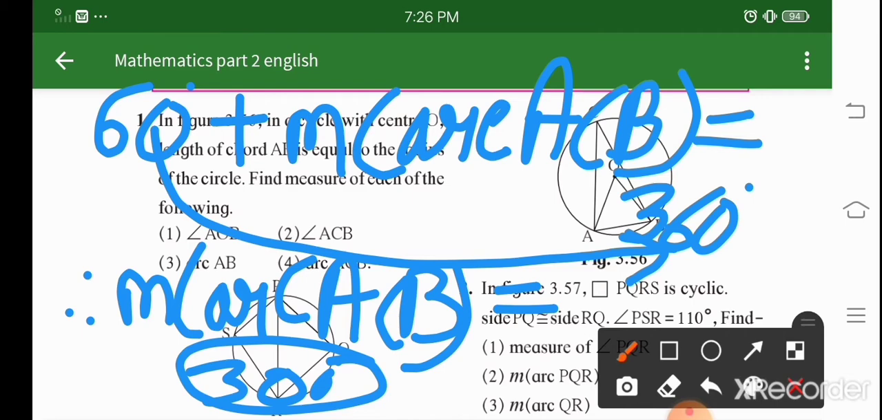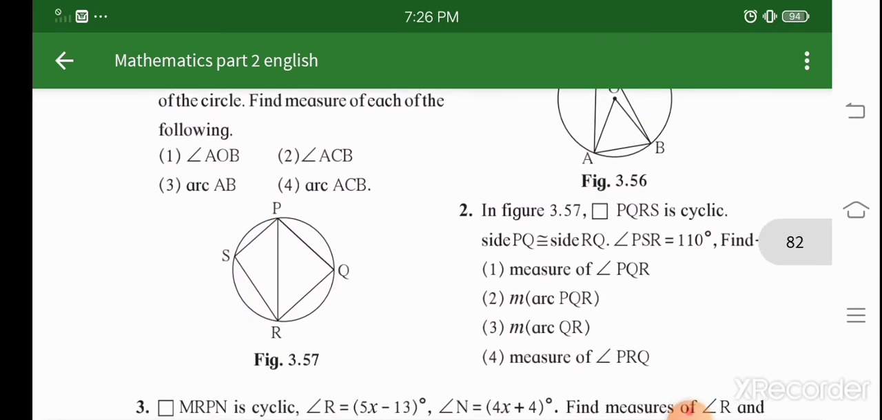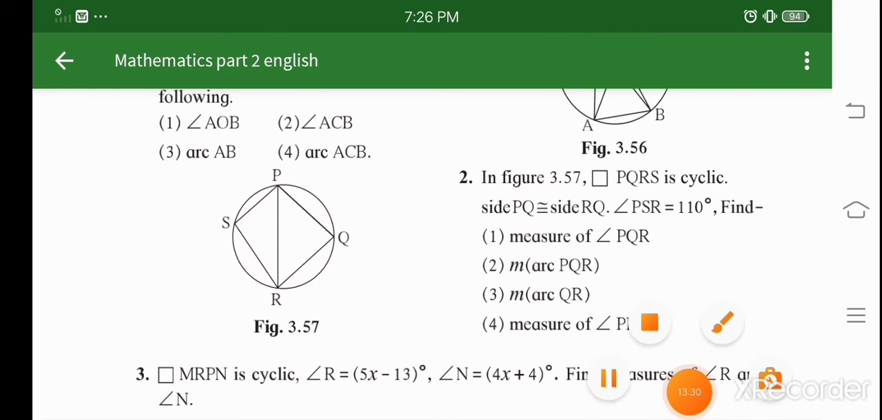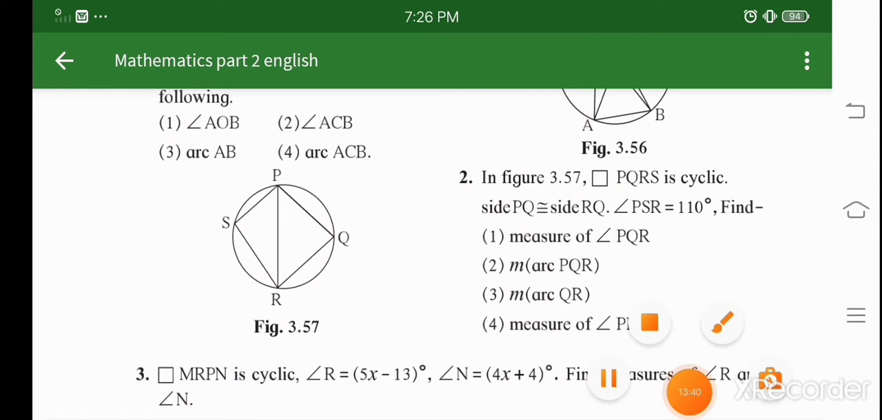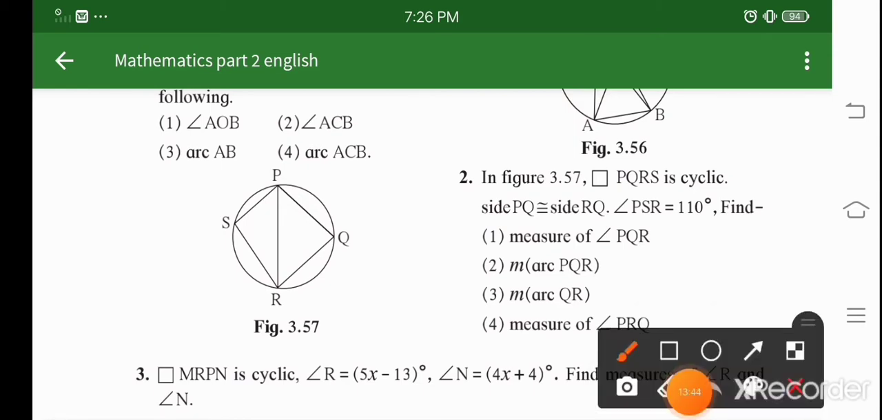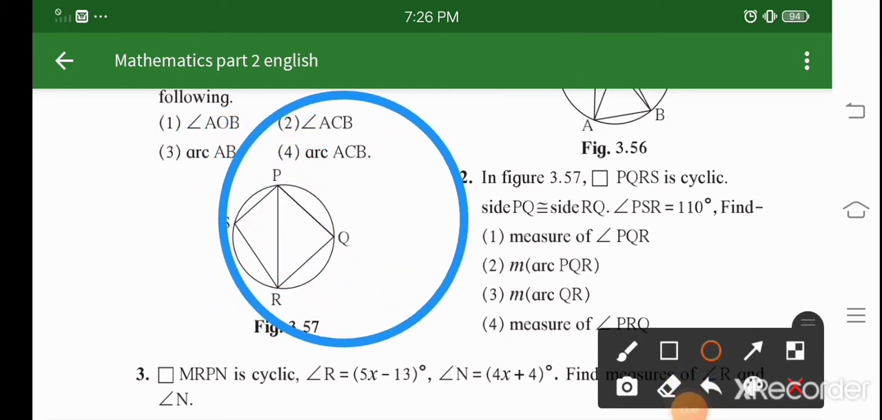So now we'll do question number 2. Before starting question number 2, we should know about a theorem, that is the theorem of cyclic quadrilateral. So let's get started with the cyclic quadrilateral. Before starting the theorem, you should know what a cyclic quadrilateral is. Suppose there is a quadrilateral. I'm just drawing that quadrilateral over here. Suppose this is a circle, okay, and there is a quadrilateral.